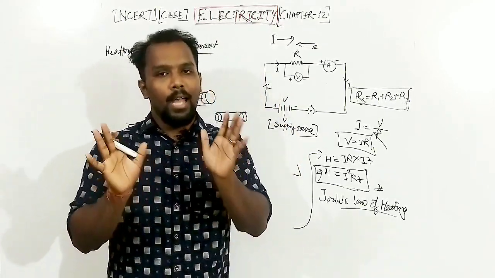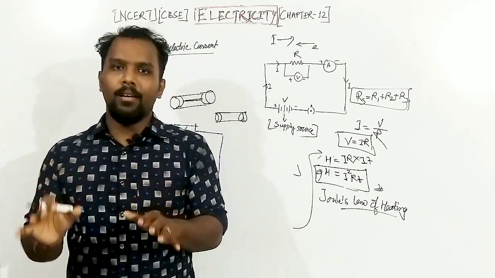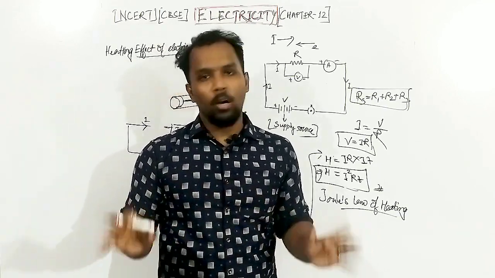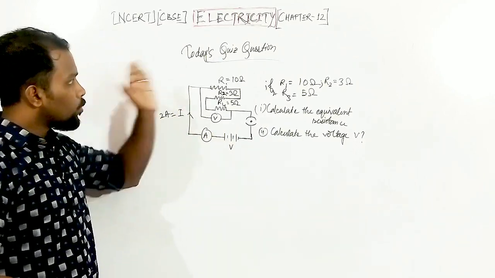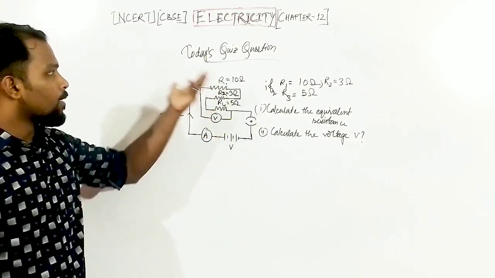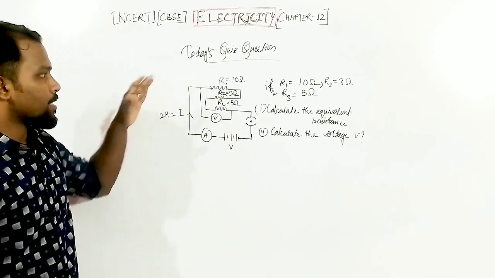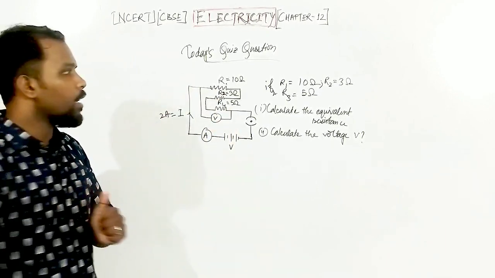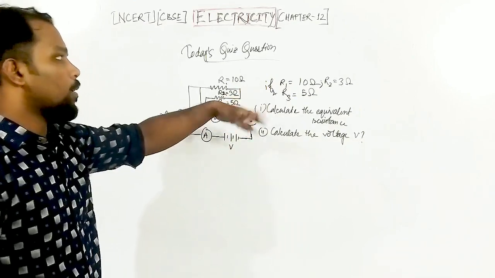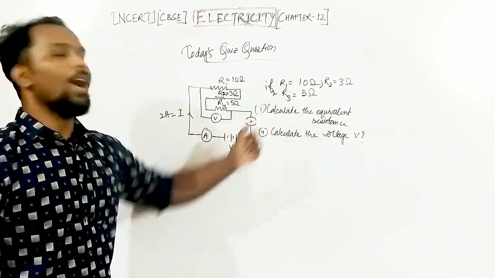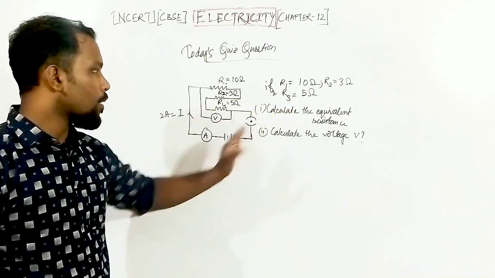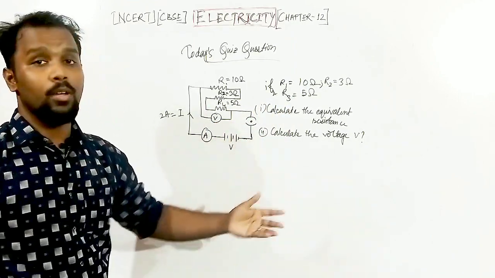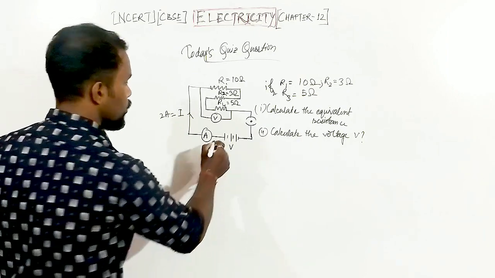So this is our last topic of this lesson, and here our main theoretical part is complete. Okay, this is our today's quiz question. The question shows a circuit diagram where the resistors are connected in a combination, and the resistors are given as R1 equal to 10 ohm, R2 equal to 3 ohm, and R3 equal to 5 ohm. You have to calculate the equivalent resistance first, then calculate the voltage of the source. So what is the voltage we are going to get from the source? You just have to calculate that.